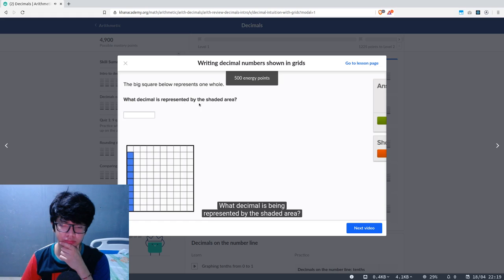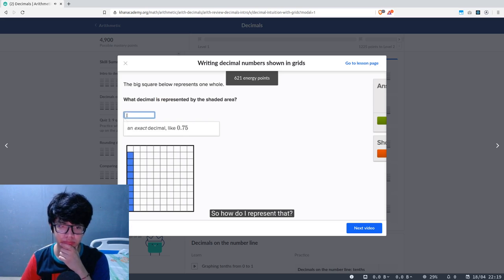What decimal is being represented by the shaded area? So over here, let's see. I have 100 squares. You see I have 10 columns, and each of them has 10 squares in it. So 10 times 10 is 100. So I have 100 equal squares here. So I've divided it into hundredths, and I've shaded in 1, 2, 3, 4, 5, 6, 7, 8, 9 of the hundredths.